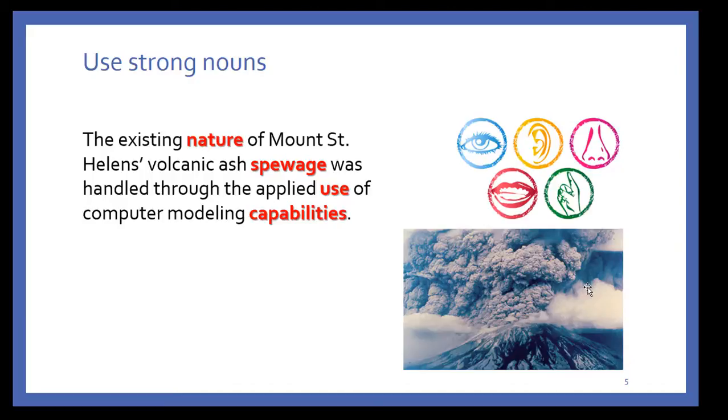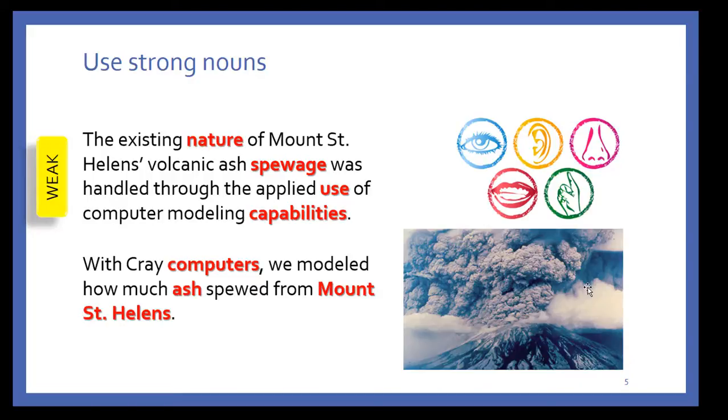So let's try to change it up a little bit because this is very weak. We want strength. And now, with Cray computers, we modeled how much ash spewed from Mount St. Helens. Computers brings up a picture of a computer. I can sense that. Ash, we understand what that is as a strong noun. And Mount St. Helens, obviously we think of the volcano, so we have made our sentence much stronger. So use a strong noun, elicit those sense-based experiences from your readers, and you'll be doing much better.